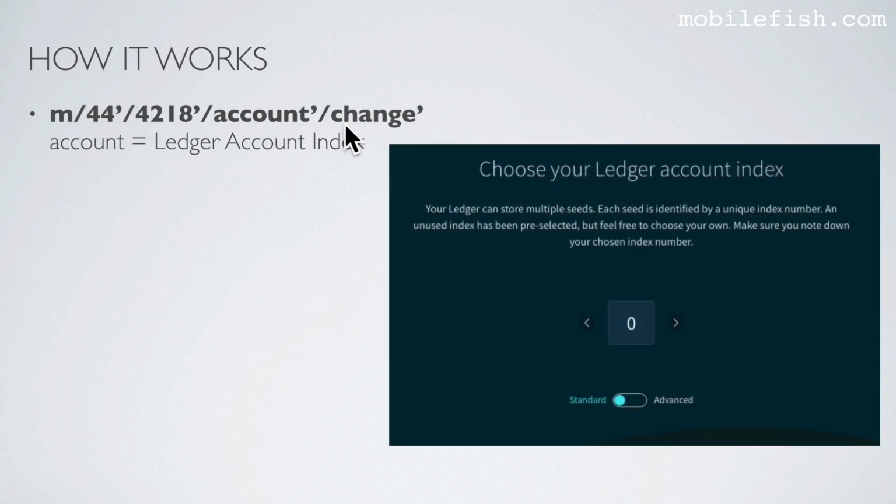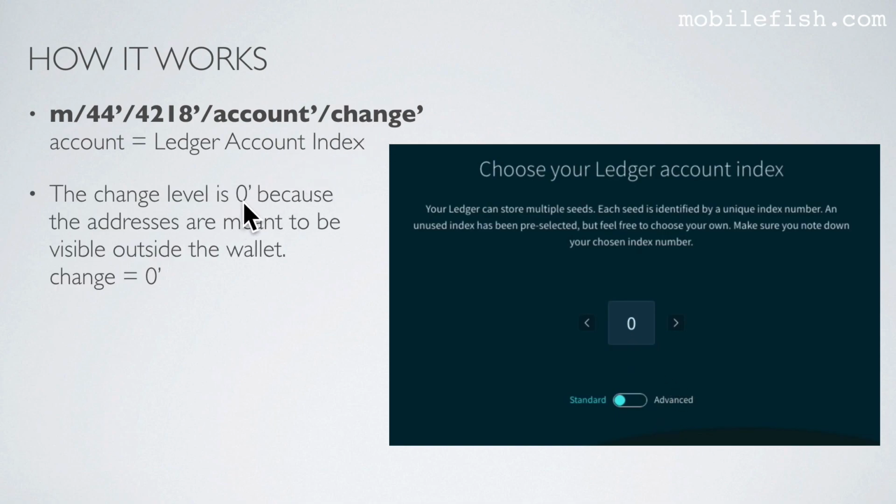If this is our derivation path, this is our Ledger account index. In the Trinity wallet, you can select your Ledger account index. And the change level is 0 prime, because the addresses are meant to be visible outside the wallet. So change is always 0 prime.